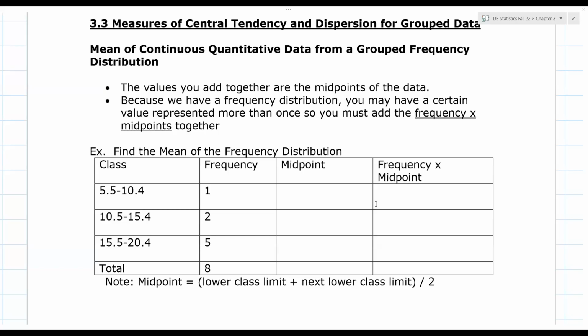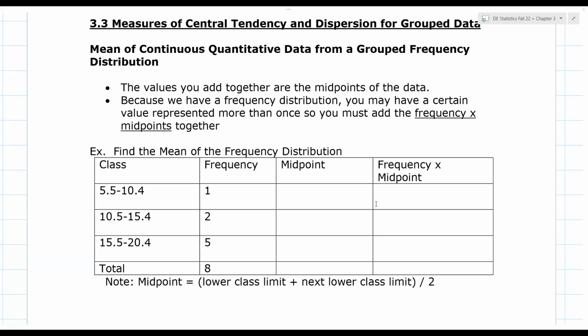All right, so we're going to start 3.3 today. 3.3 takes what we did in 3.2 by turning all of our raw data into a frequency distribution. So it's easier to look at, easier to see what's going on with the numbers, and then tells us how we can find descriptors and statistics from a histogram or from a frequency distribution.